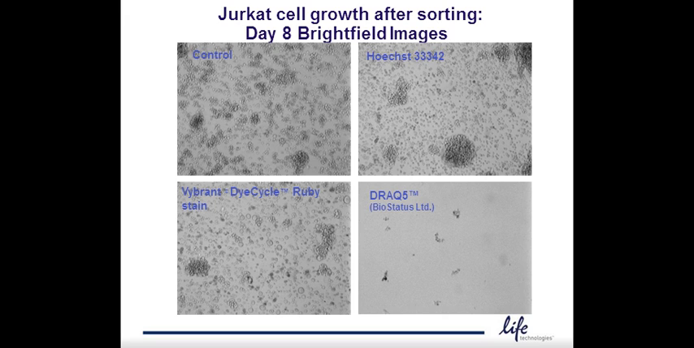Here is another example, this time using Vybrant DyeCycle Ruby. Jurkat cells were stained with either Hoechst, DRAQ5, DyeCycle Ruby, or no stain as a control. The cells were sorted on a FACSAria and then cultured, and brightfield images were taken after 8 days in culture. Clearly, DRAQ5 is cytotoxic to cells, there is no growth, while DyeCycle Ruby behaves more like the Hoechst, showing the characteristic grape clusters of growing Jurkat cells. So it's reasonable to assume that any treatment may cause some amount of cell death. Here, DyeCycle Ruby produced very similar results to the gold standard Hoechst.